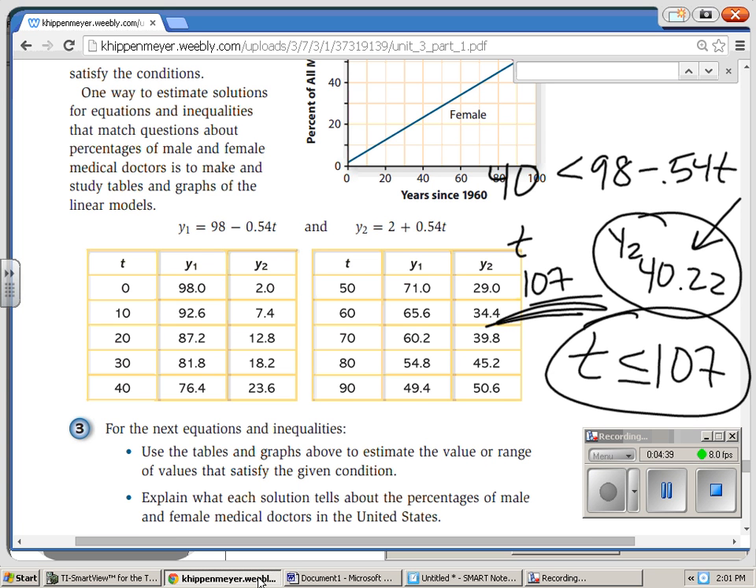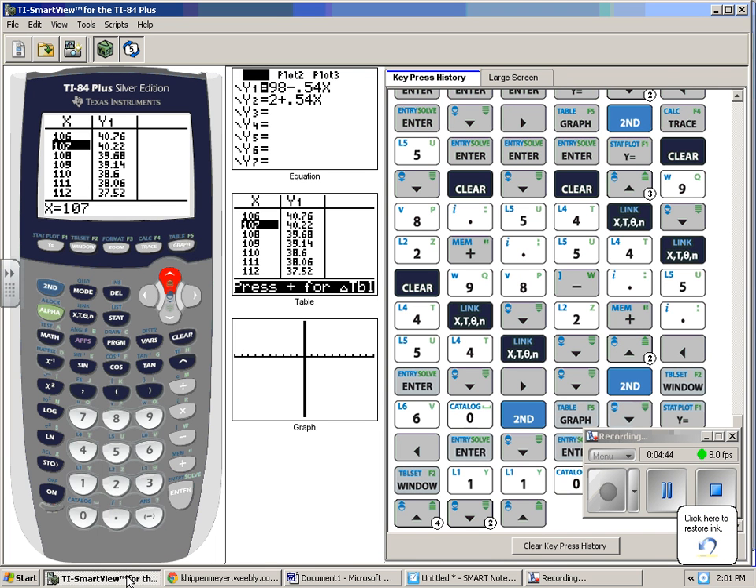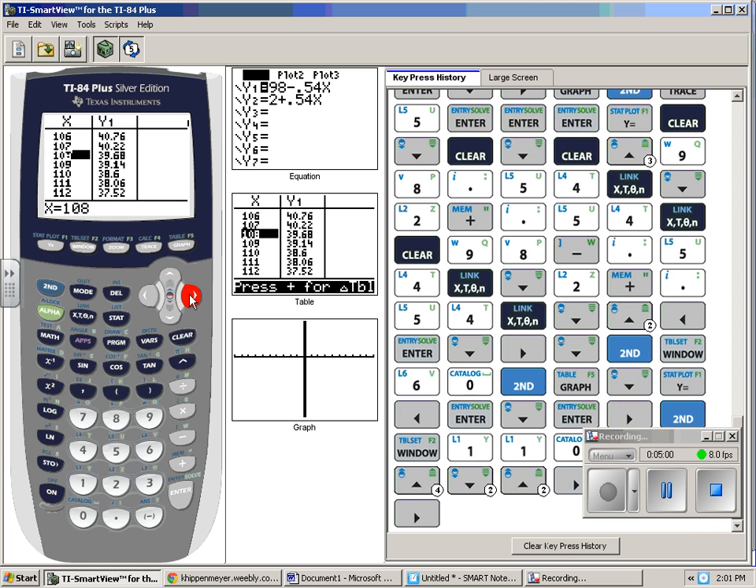And just to describe that a little bit more, let's go back to the calculator, and you can see when it's less than 107 years since 1960, we're above 40%. The solution would not be where T is greater than or equal to 107, because when you get to greater than 107 years after 1960, the percentage drops below 40%. So the region that we're talking about is the 107 years, the 106 years, the 105 years, the 104 years. All of those are years where the percentage has not dropped below 40%. So it's above 40%. So we have our answer.